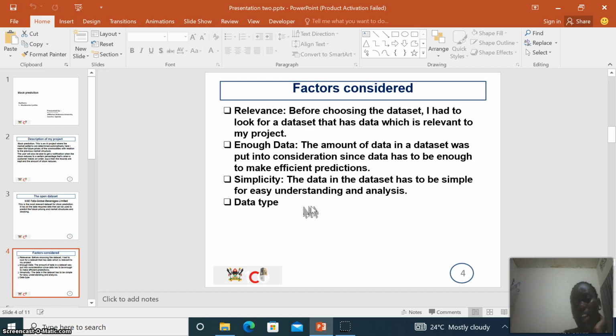And simplicity. Some data is hard to understand, some is disorganized, so I had to consider simplicity before choosing the data set. The data in the data set should be easy to understand and definitely to analyze. And then I also considered the data type. I had to look for a data set that has the same data type as the data type that will be helpful to the model.